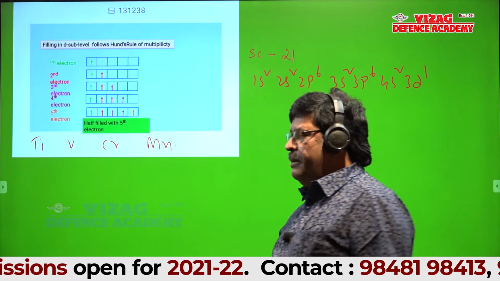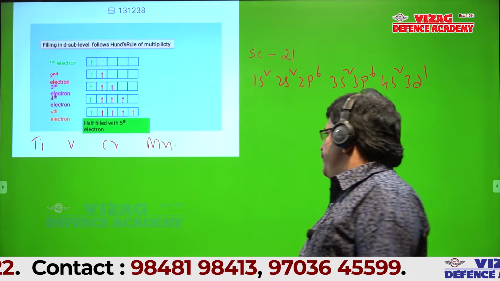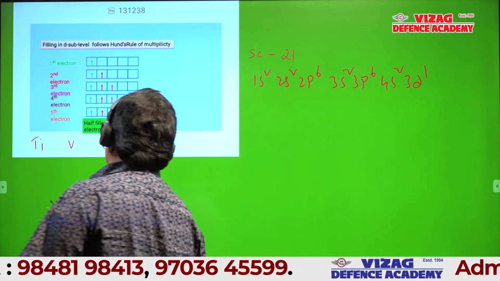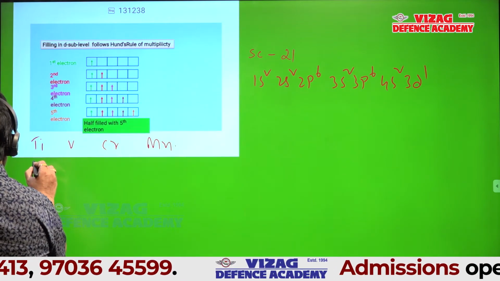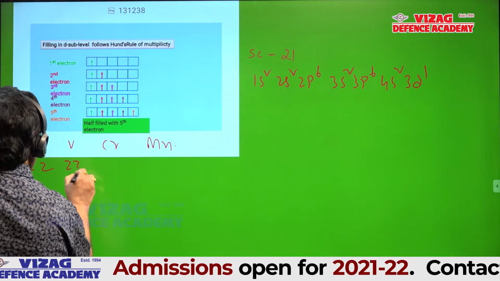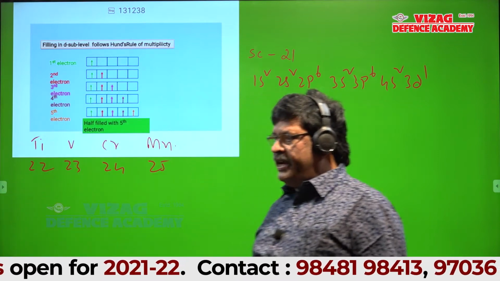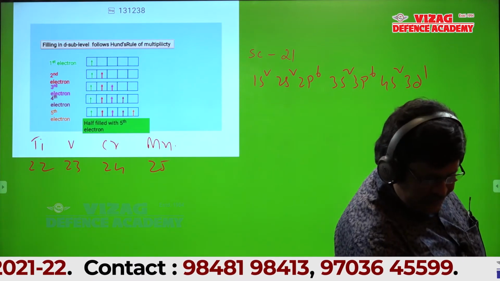Vanadium is 23. Chromium is 24. Manganese is 25. Write the configurations up to manganese. After that, we'll discuss.